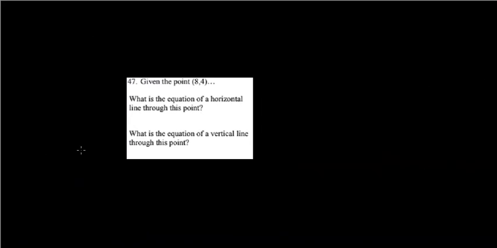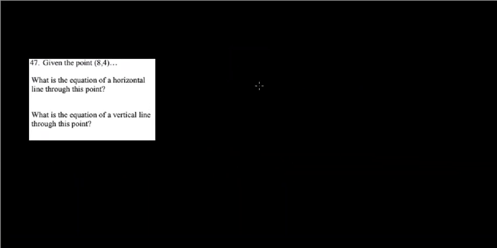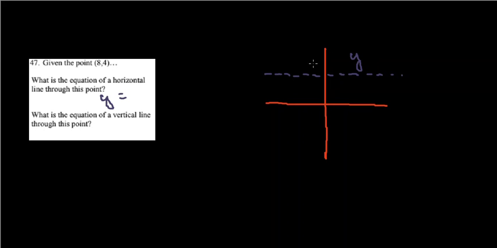Alright, next question. Given the point (8, 4), what's the equation of the horizontal line? What's the equation of the vertical line? So if we draw a normal coordinate system here, it doesn't matter if we draw a horizontal line going along like this, it doesn't matter what the x-axis is. We are only looking at y, so this will give us an answer in terms of y. So we need to try and find the y value here. And if we draw a vertical line, it doesn't matter what the y value is, we're trying to find x. So the x in this point is equal to 8. And finally, the y value is equal to 4.